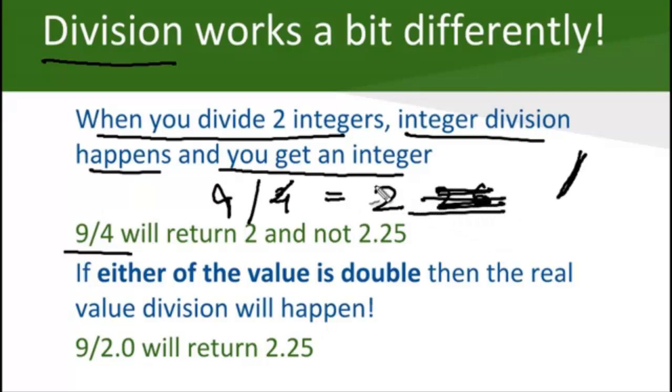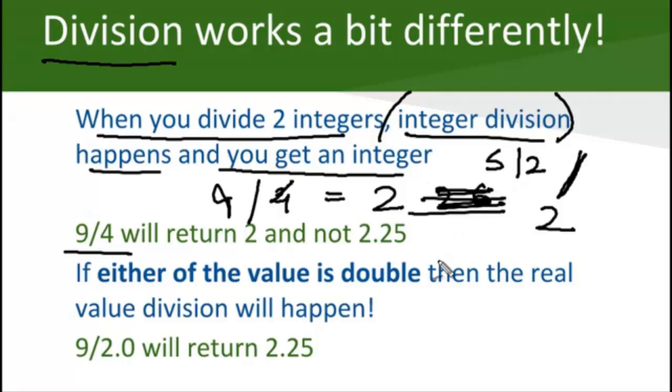The decimal part will be removed and only the integer part will be given back. So if you have, say, 5 divided by 2, in that case also the answer is 2.5, but you will only get 2, and it is not rounded off. The decimal part is removed. So integer division happens when you divide two integers.